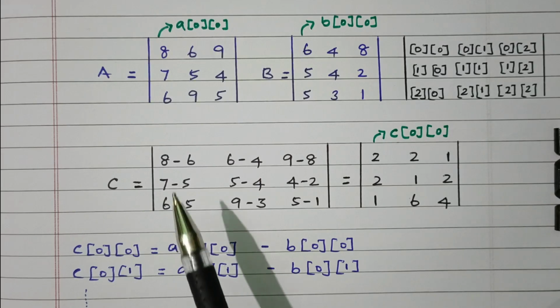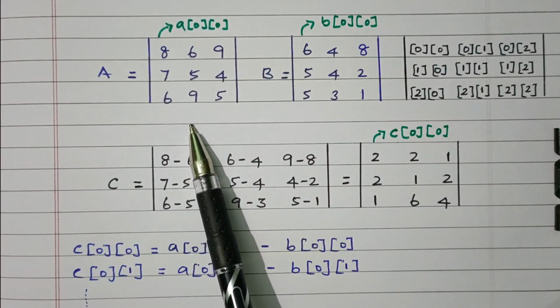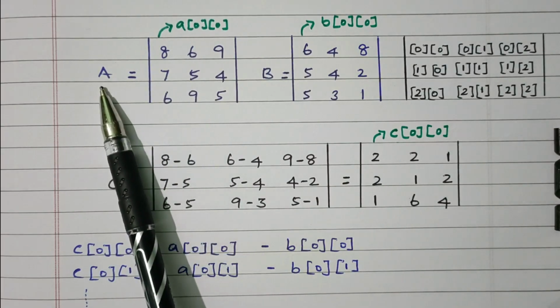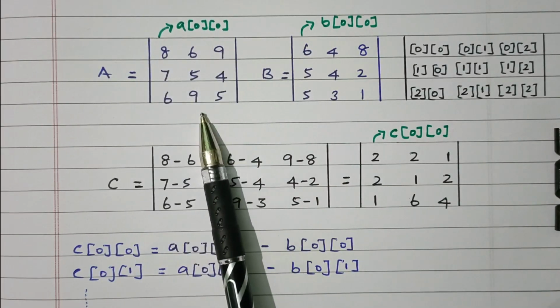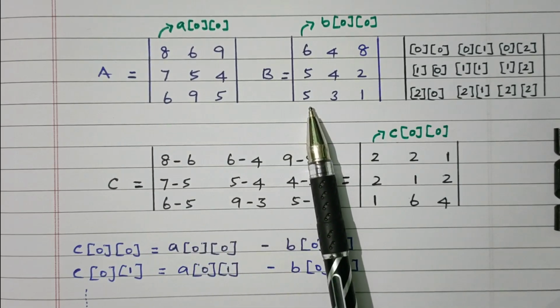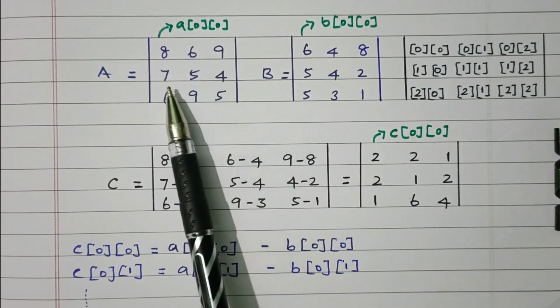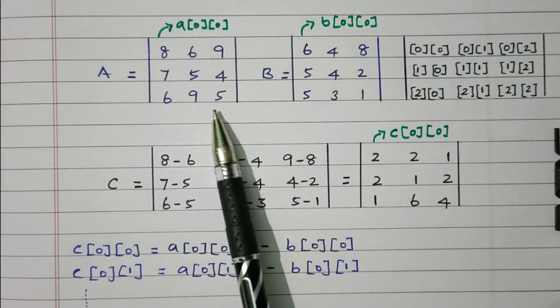Let us consider the 3 cross 3 matrix. The entire program will follow the 3 cross 3 matrix. This A is the first matrix having 3 cross 3. The 3 rows and 3 columns are available, and B is also a 3 cross 3 matrix. These are the elements available in A: 8, 6, 9, 7, 5, 4, 6, 9, 5.